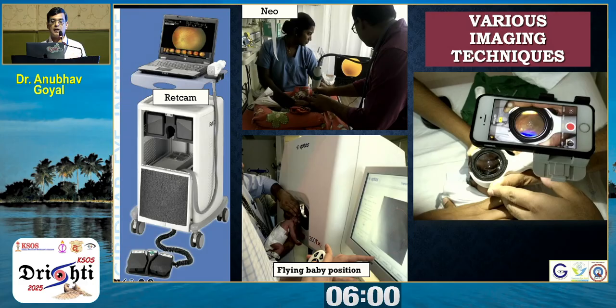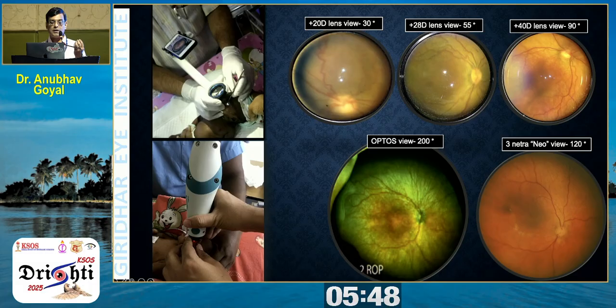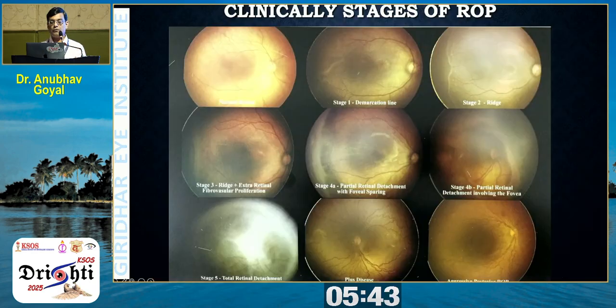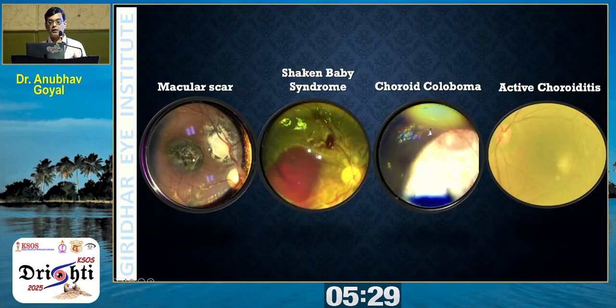There are a lot of imaging options like RETCam, NEO, Optos, and smartphone imaging for ROP. These are comparative images of the smartphone, NEO, and Optos. Smartphone, yes, has a limited field of view. And this is a comparative image of 20D, 28D, and 40D by smartphone, Optos, and NEO, so you can see the field of view. You can easily screen from disc to periphery with the NEO camera with a good field of view. Smartphone also can give you reasonably good images with a limited field of view, but yes, you can screen nicely and counsel the parents. And the smartphone can also see very rare other diseases in neonates, which can be seen after birth.